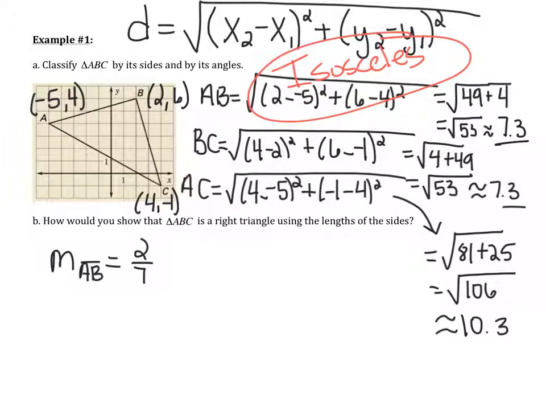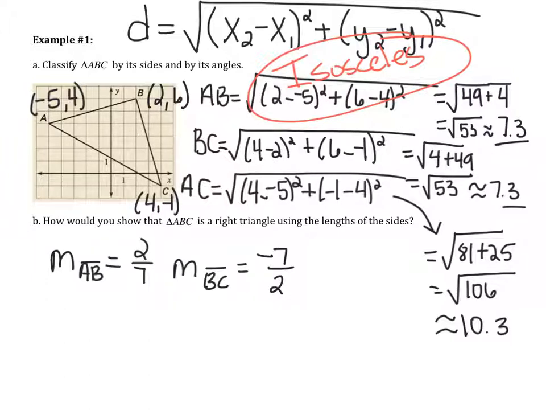So let's find that. Start here at B. I'm going to count down 1, 2, 3, 4, 5, 6, 7, and over 2. So look at that. The slope of segment BC was down 7 and to the right 2, and therefore I can see that these two sides are opposite reciprocal when it comes to their slopes.